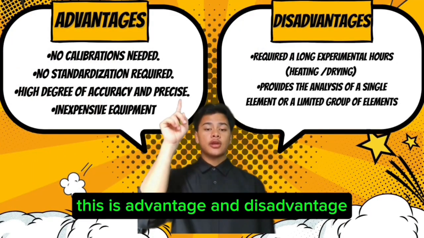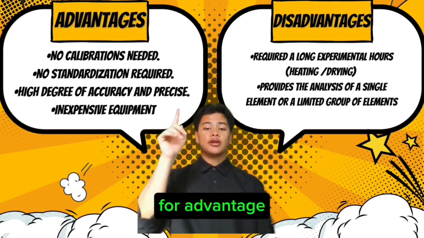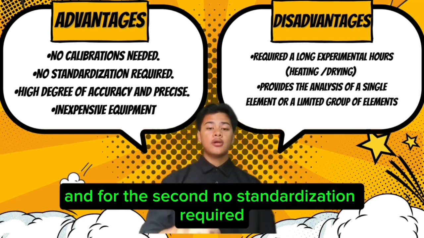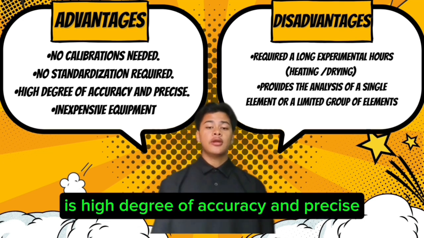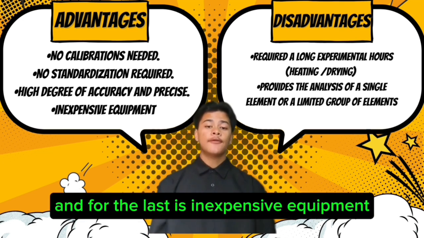These are the advantages and disadvantages of gravimetric analysis. For the advantages: first, no calibration is needed. Second, no standardization is required. Third, a high degree of accuracy and precision. And last, inexpensive equipment.